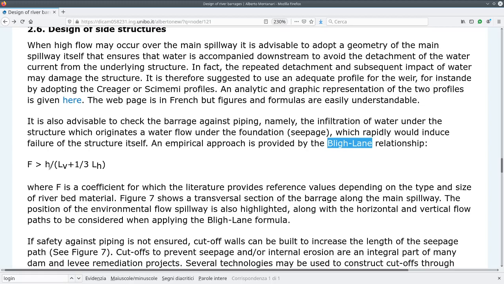A coefficient f that is to be compared with values that are given by tables, and you have to make sure that the value given by tables, which depends on soil characteristics below the structure, is higher than the ratio that you see on the right hand side. You can find values for the Bleak-Lane coefficient easily on the web. Again, they depend on the soil type.